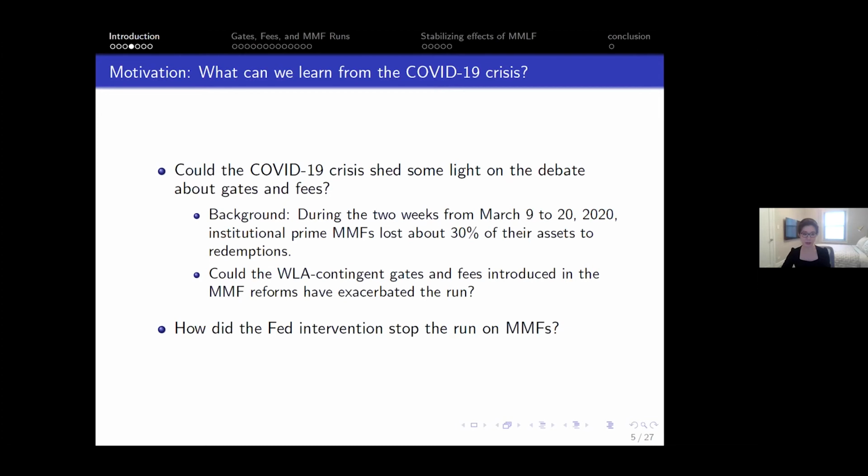And we try to use this period and answer the question whether the WLA contingent gates and fees introduced in the money market fund reforms have exacerbated the run. In addition, we also studied the question, how did the Federal Reserve intervention stop the run on money market funds with the MMF facility?